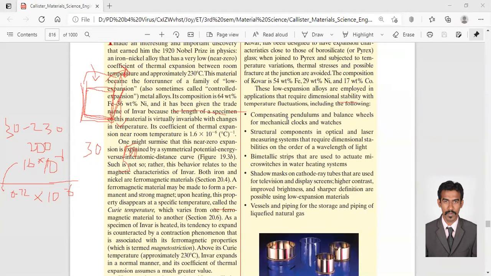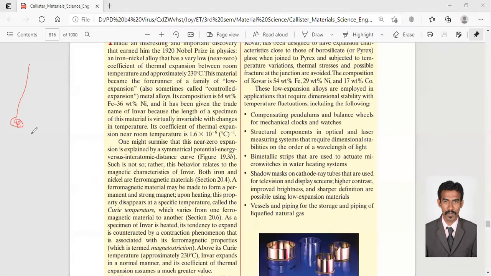Compensating pendulums and balance wheels for mechanical clocks and watches, right? So pendulum, when the temperature increases, what will happen? The length of the pendulum will increase. So when the temperature increases, the length will also increase, right? And when the length increases, the swaying time will also increase.